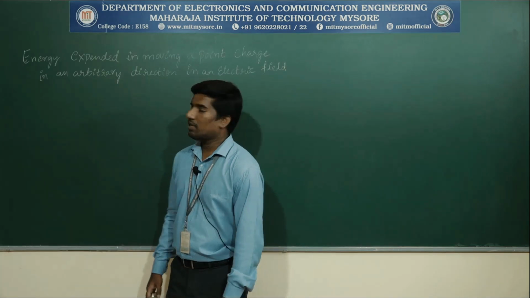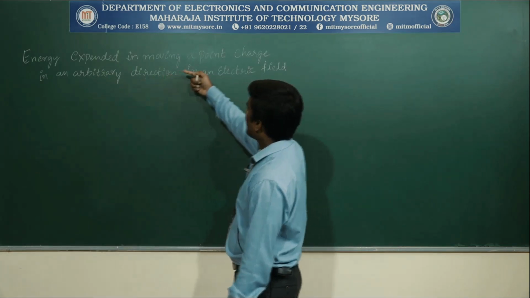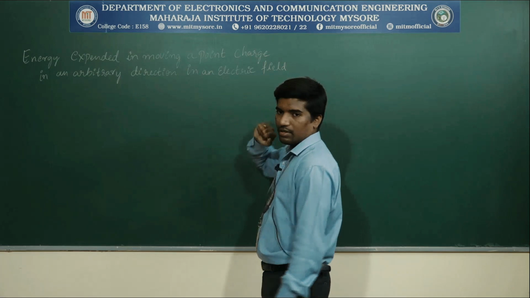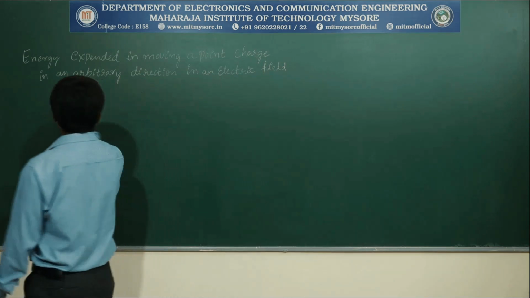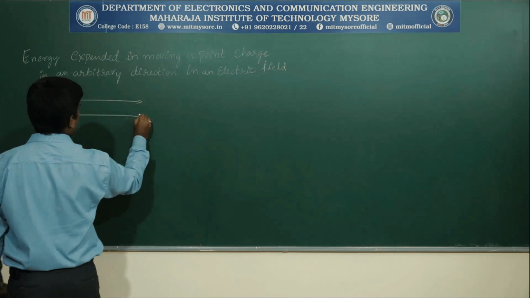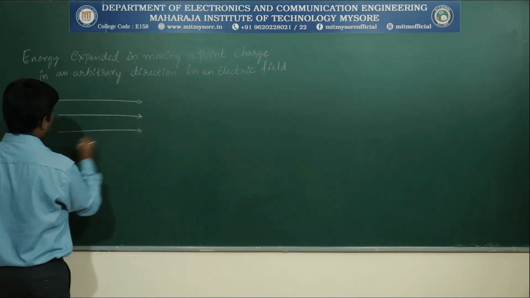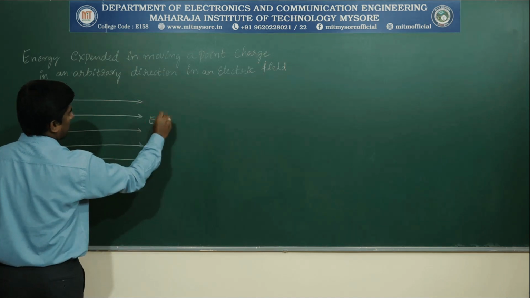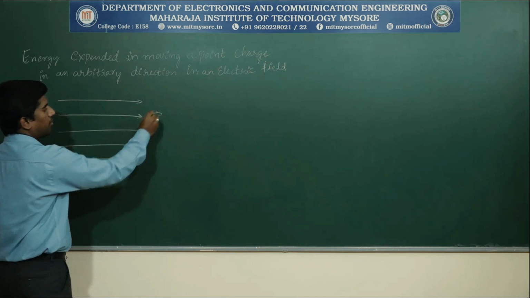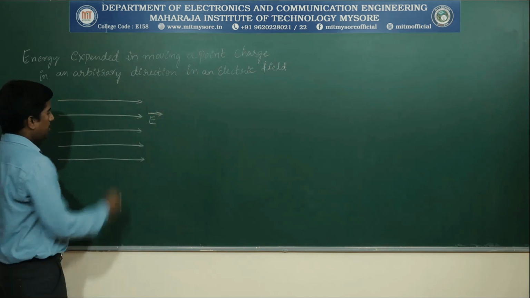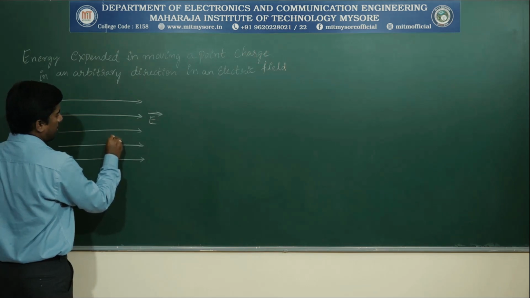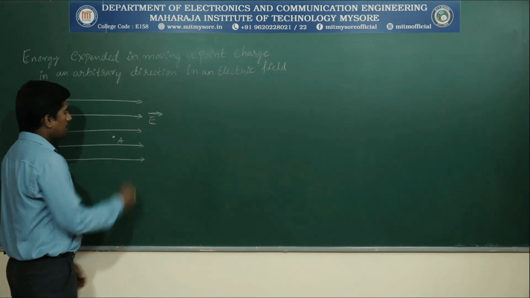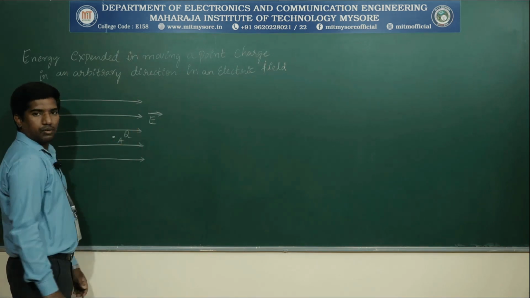Okay. Let us move on to the next topic: energy expended in moving a point charge in an arbitrary direction in an electric field. So let us assume a uniform electric field. This is the electric field which is uniform in the space. Let us consider point A which is arbitrarily chosen. The charge at this point is Q.